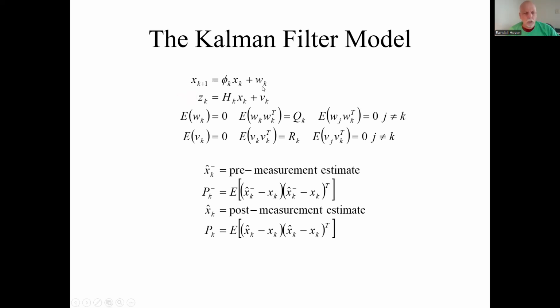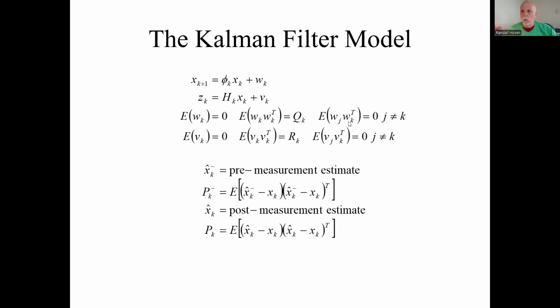The W and the V are random variables, random vectors. This W is called the process noise. This V is called the measurement noise. And we're assuming throughout this that the means of these noise terms, these random vectors, are zero. At any given time step, we know their covariance matrices.